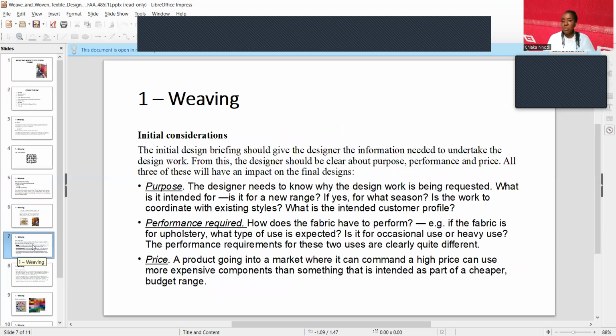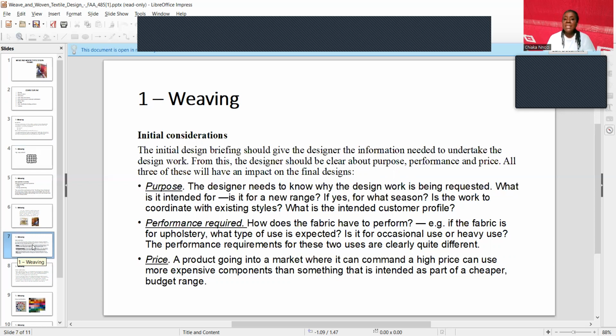Now, initial considerations. When you're weaving, there are initial considerations. The initial design briefing should give the designer the information needed to undertake the design work. From this, the designer should be clear about purpose, performance, and price. All 3 of these will have an impact on the final designs.